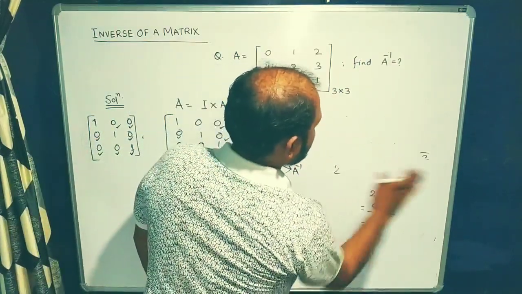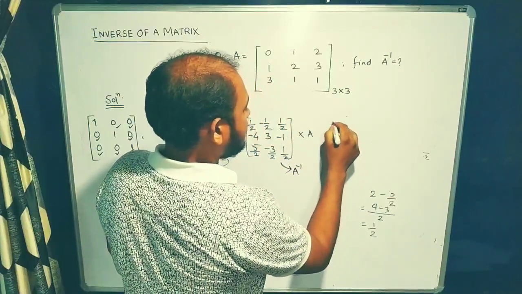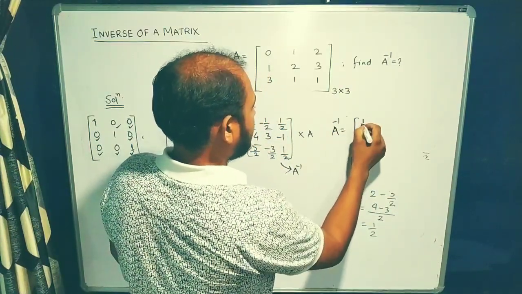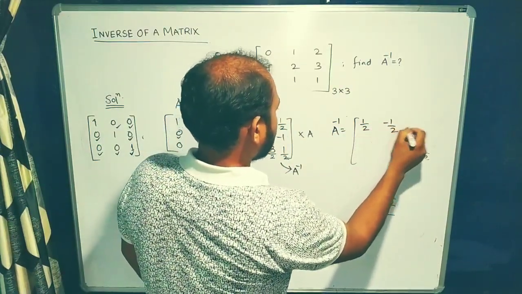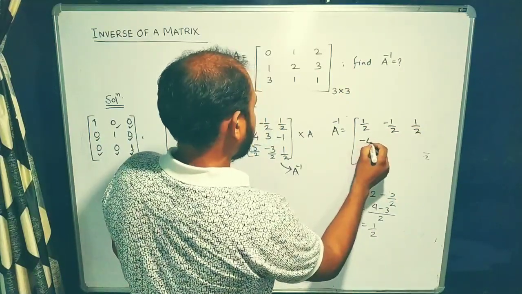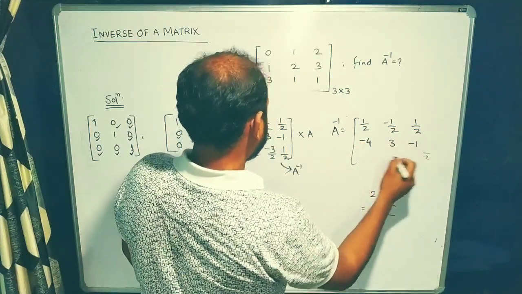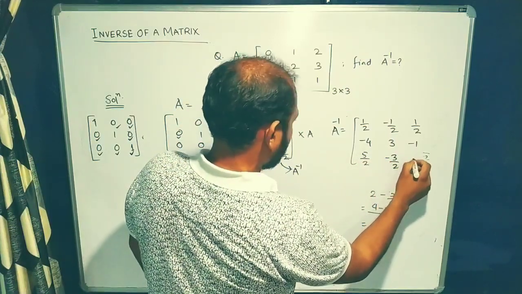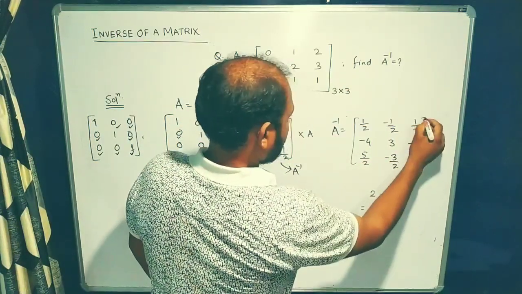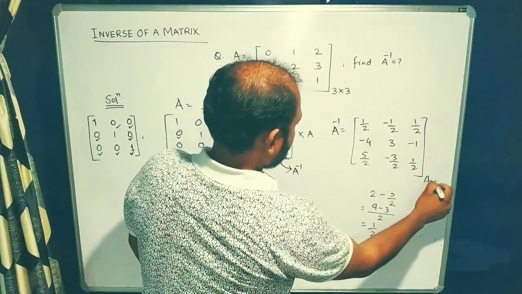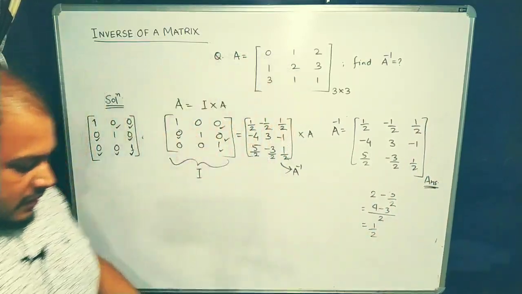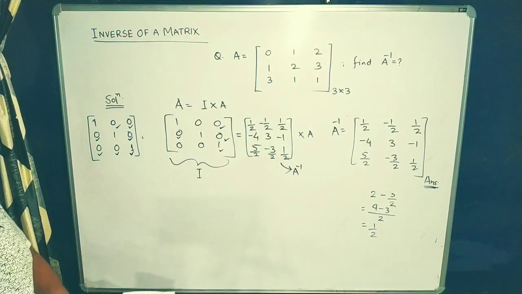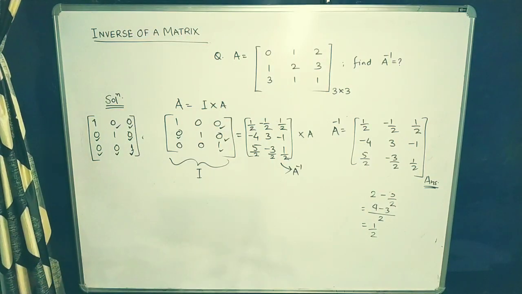So finally we see that A inverse is half, minus half, half, minus 4, 3, minus 1, 5 by 2, minus 3 by 2 and half. And this is your answer. Try to practice this at home as many times as you like and try to reach this result.